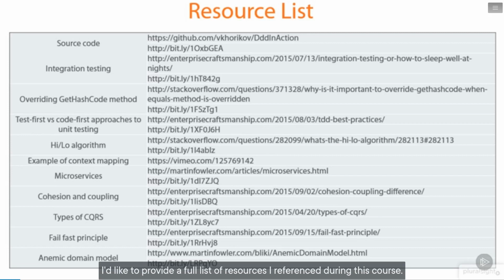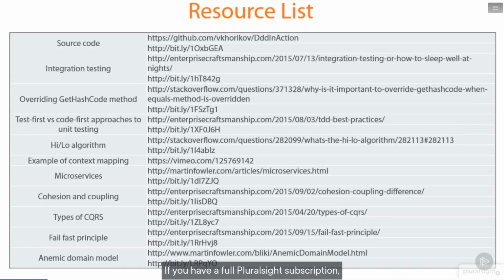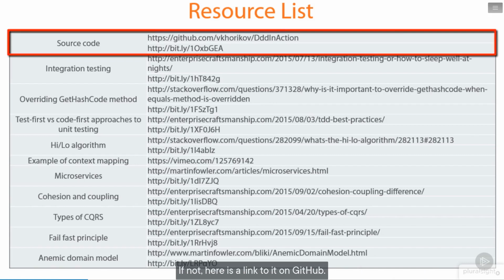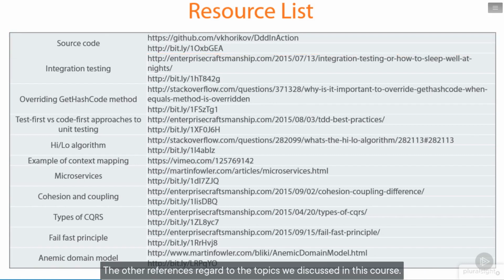I'd like to provide a full list of resources I referenced during this course. If you have a full Pluralsight subscription, then you have access to the source code of the project we were working on. If not, here is a link to it on GitHub. The other references regard the topics we discussed in this course.